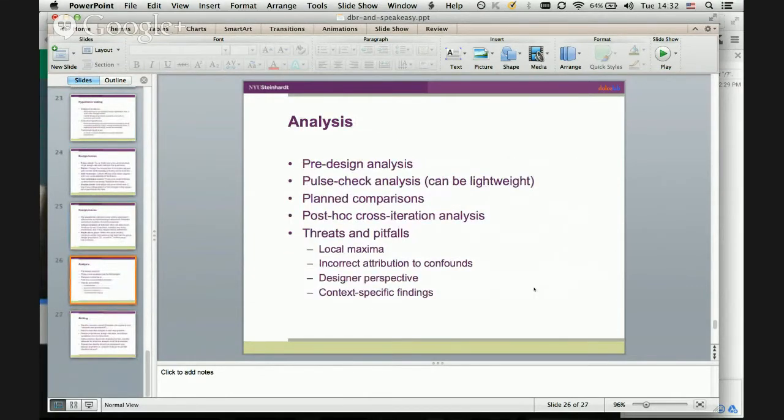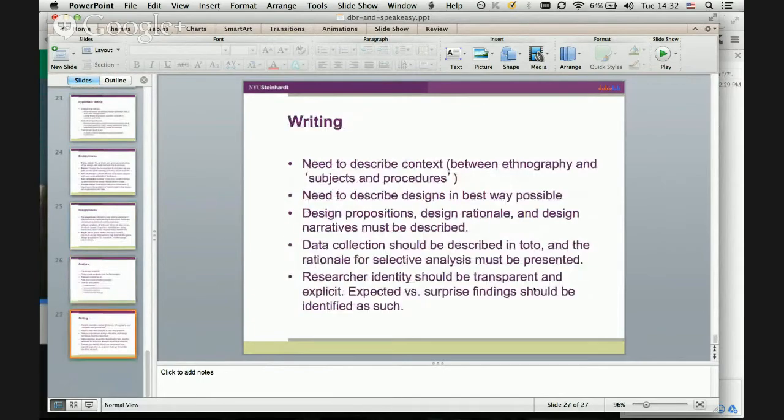What are some different kinds of analysis you can do? And then finally, what are some of the issues in terms of writing? So those are some topics we can talk about afterwards if we have time.